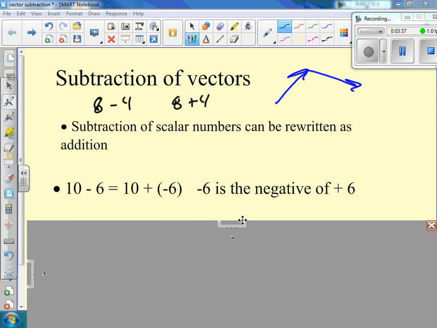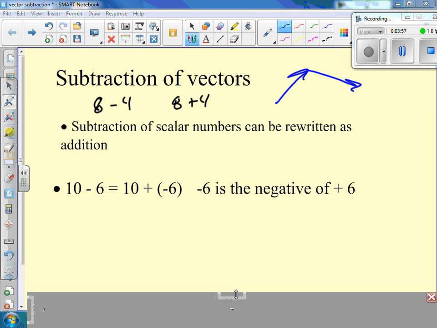Will the same thing hold true for vectors? Will the same concept hold true? And the answer to that is yes. But then the question arises is, what does it mean to take the negative of a vector? That would be a good question if you were to ask that. What does it mean to take the negative of a vector?